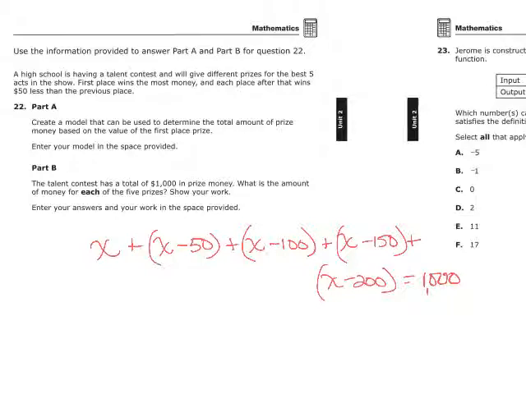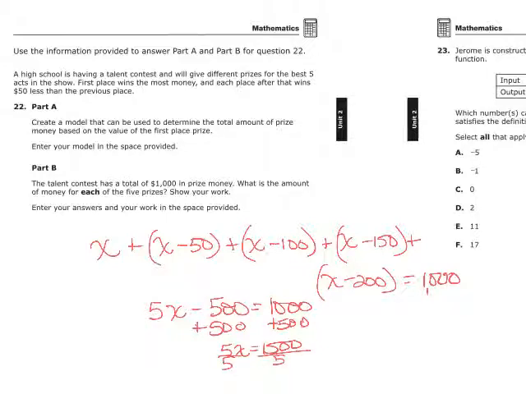Combine like terms. So you get 1, 2, 3, 4, 5x minus, let's see, 200, 400 minus 500 equals 1,000. Add 500, add 500. So you get 5x equals 1,500. Divide both sides by 5. What's it, $300? So that means that the first place winner gets 300.